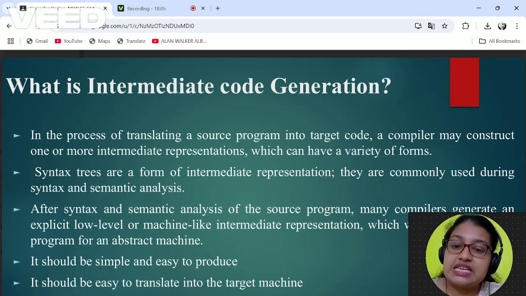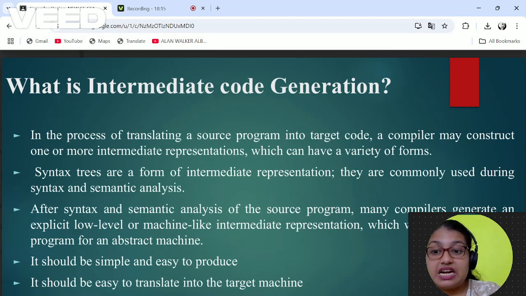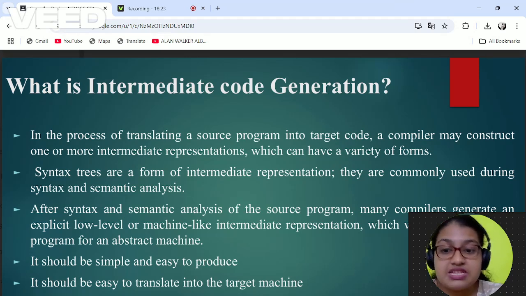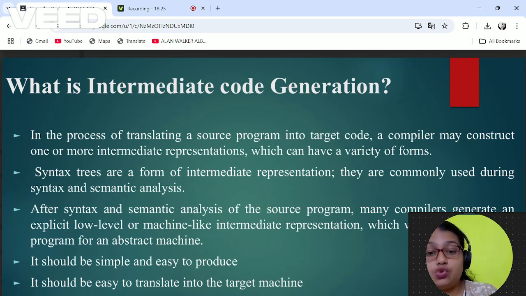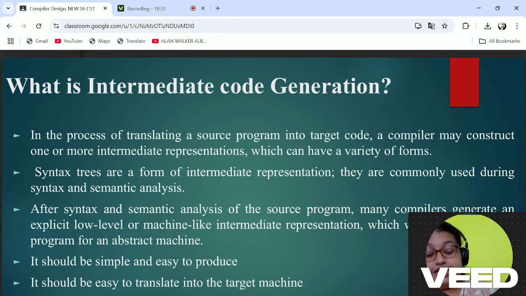After the syntax and semantic analysis of the source program, many compilers will generate an explicit low-level or machine-like intermediate representation. That is what we can think of as a program for an abstract machine. This should be simple and easy to produce, and it should be easy to translate into the target machine. Whatever intermediate code we are getting should be simple, easy to produce, and easy to translate into the target machine.